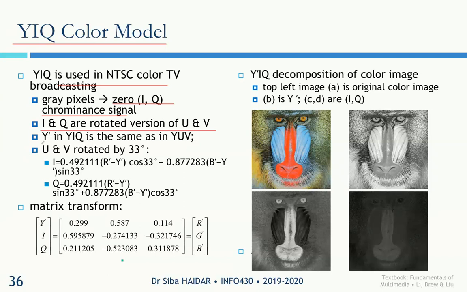And the Y prime is the same one as in the YUV, and the rotation is as in this formula, and the matrix of transformation is the following. So the transformation from one color model to another is easy, but why do we have more than one color model? Because there are methods that use one and others that use another.